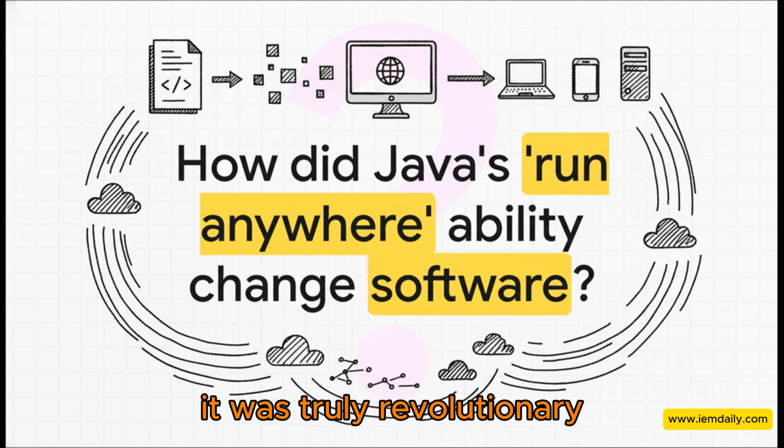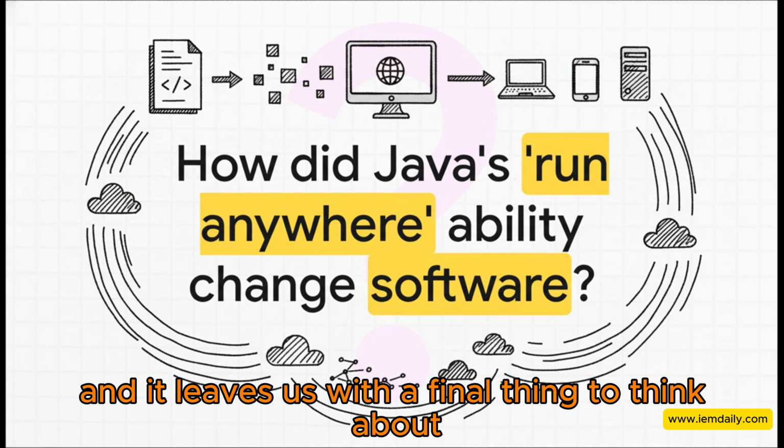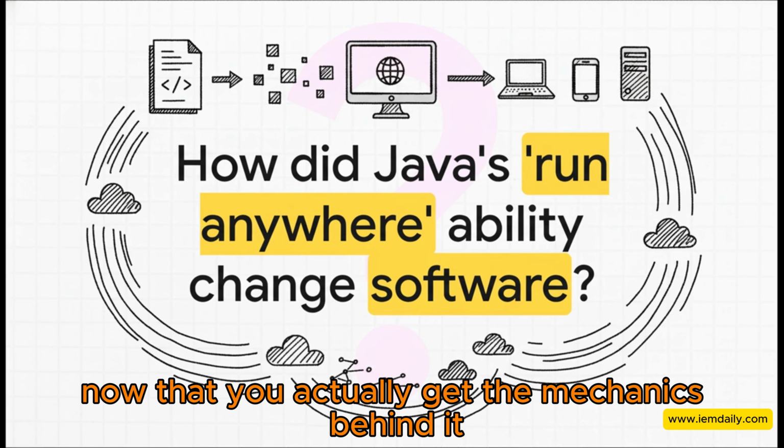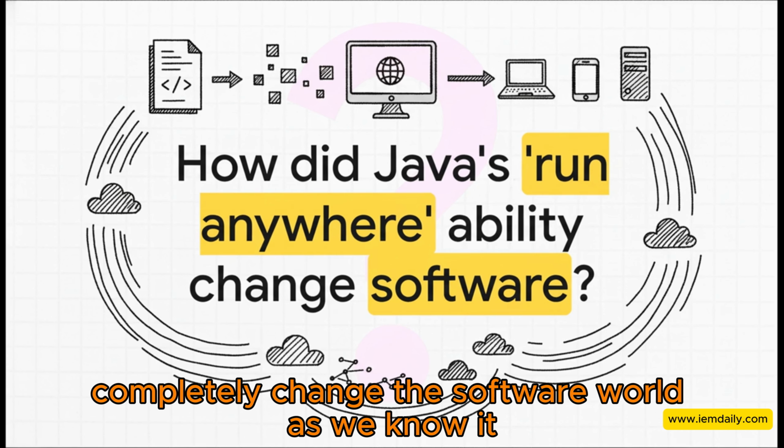Got it? So, you see, this whole process we've walked through, it wasn't just some clever technical detail. It was truly revolutionary. It's what made Java such a powerhouse for decades. And it leaves us with a final thing to think about. Now that you actually get the mechanics behind it, how did this one simple idea of run anywhere completely change the software world as we know it?